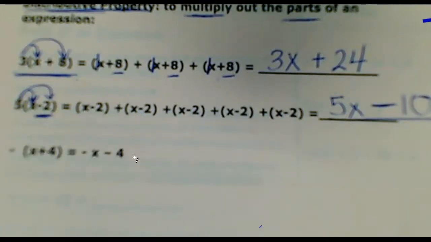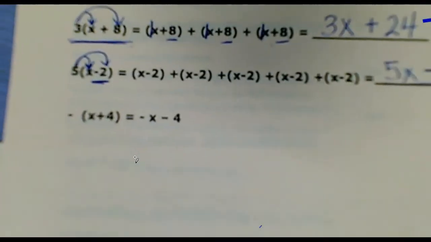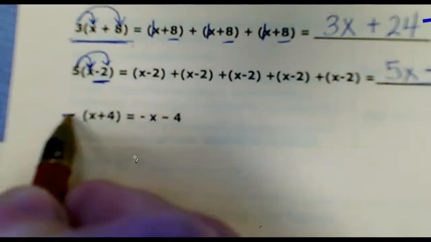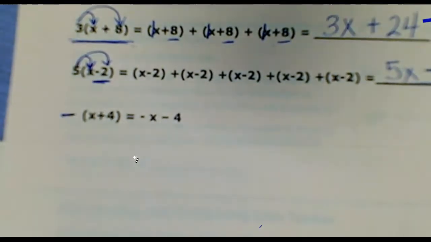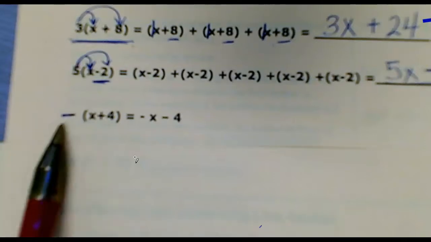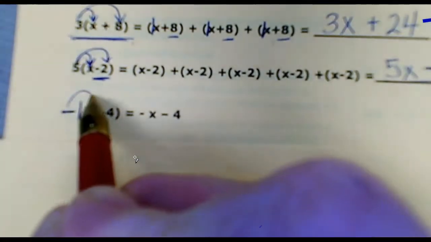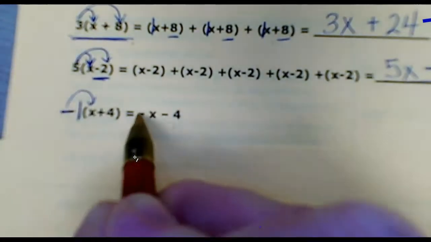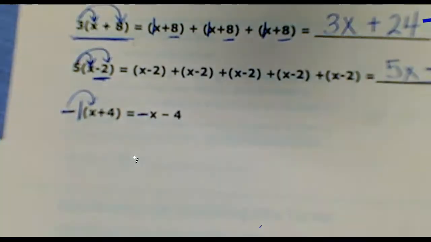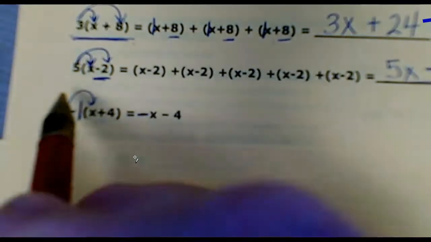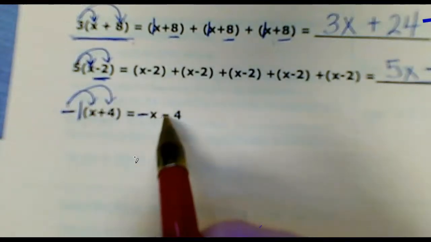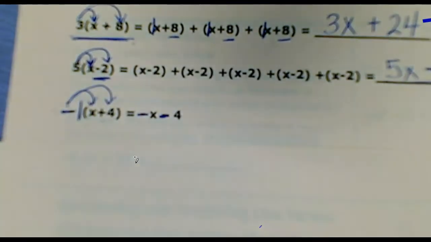Now, one of the trickiest kinds of problems is when you have a negative sign out in front. A lot of people miss the negative sign out in front. So that's negative x plus 4. That's like negative 1 multiplied times x plus 4. So negative 1 times x is negative x. Negative 1 times 4, remember we have to multiply times both of those. That would be a negative 4.